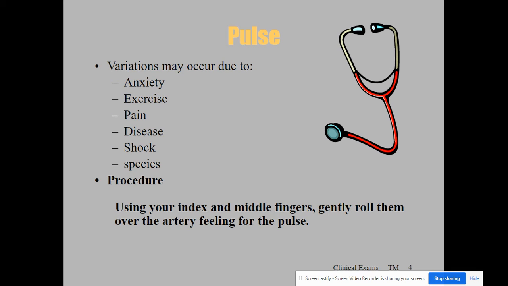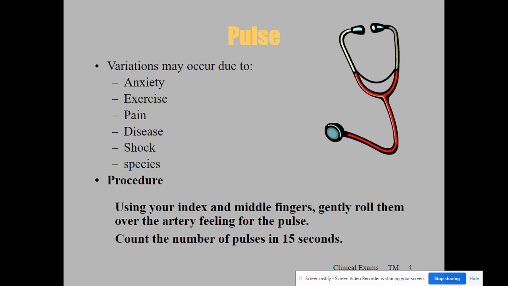Procedure for taking pulse: you're going to use your index and middle fingers, and you want to gently roll them over one of the major arteries to feel for the pulse. In humans, we're taught when we're little to do that generally in one of two places, like under your chin at the base of your neck, or at the inside or outside of your wrist. With animals, there's a couple of different major places where we do that, and I'll show you that in a minute.